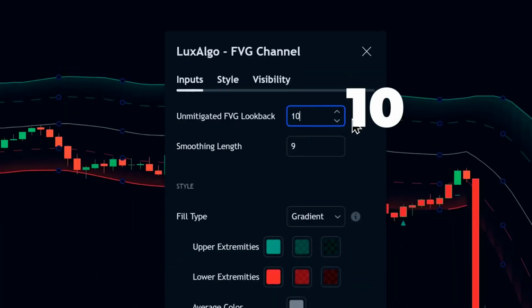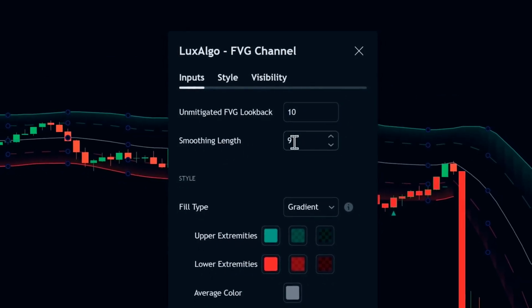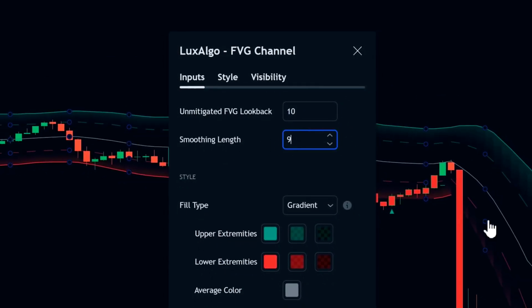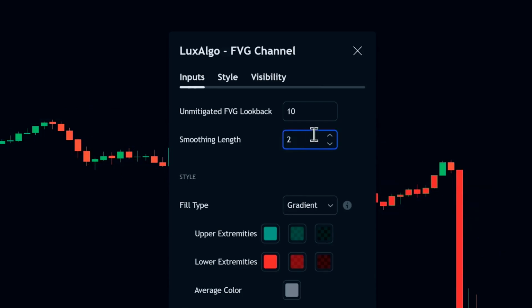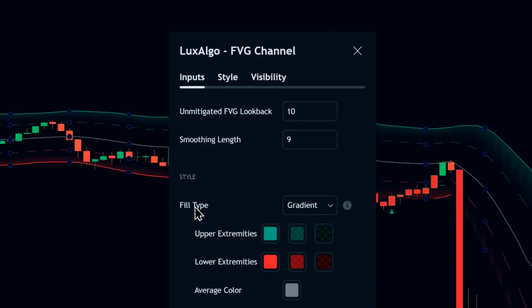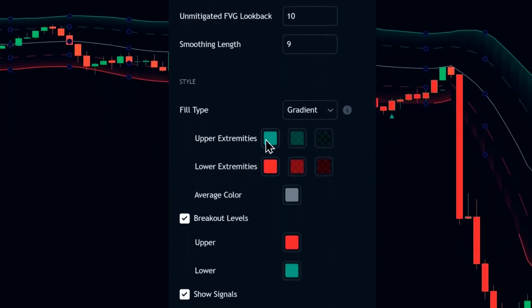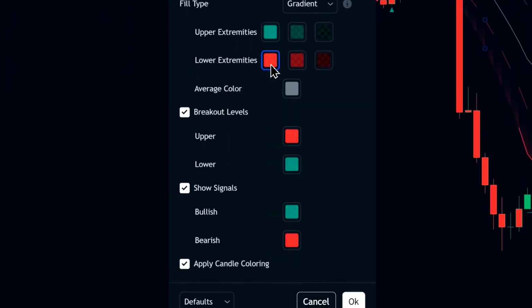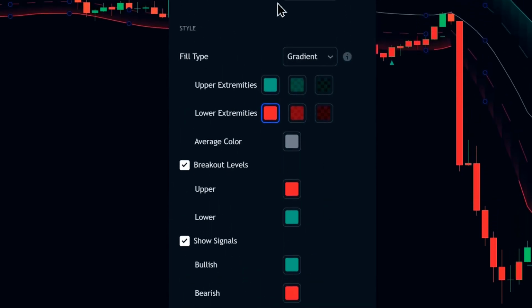The smoothing length controls how much smoothing is applied to the channel. Higher values reduce noise, but they can also delay how quickly the indicator reacts to price changes. I'll stick with a default of 9. Here you can choose the fill type, whether it's gradient, single color, or no fill. You can also adjust the colors for the upper and lower extremities, the average, and these options. The Style tab gives you various visual options to toggle on or off.